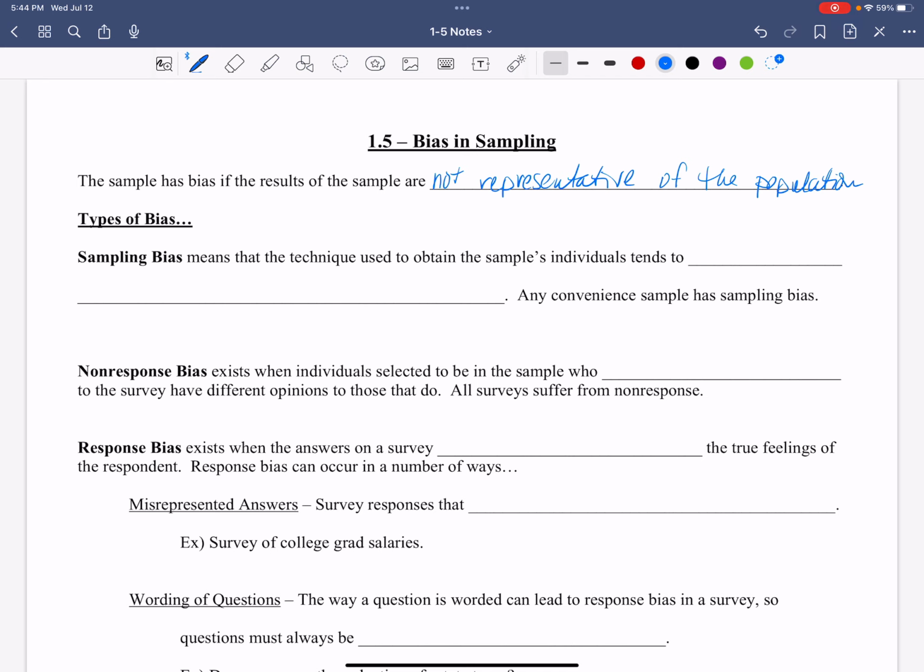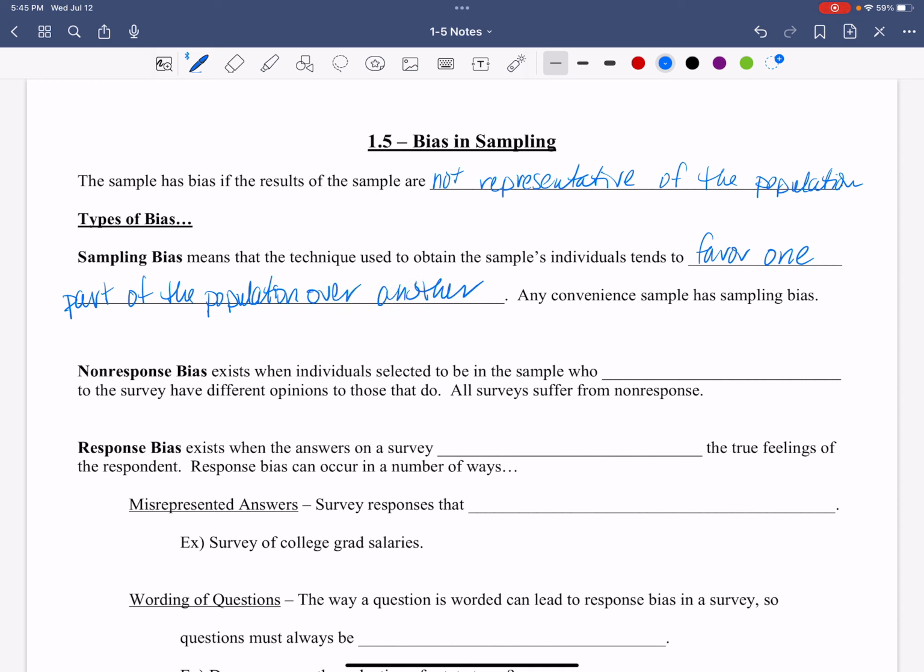There are several types of bias that we're going to be looking at. And the first one, lo and behold, is a sampling bias. A sampling bias means that the technique used to obtain the sample's individuals tends to favor one part of the population over another.